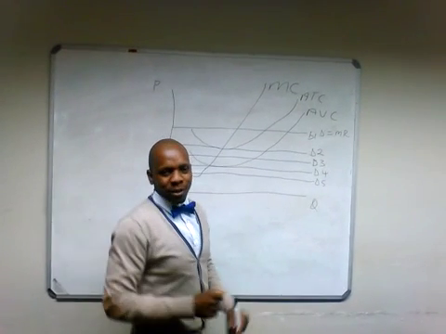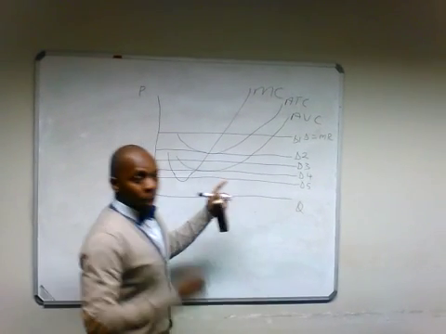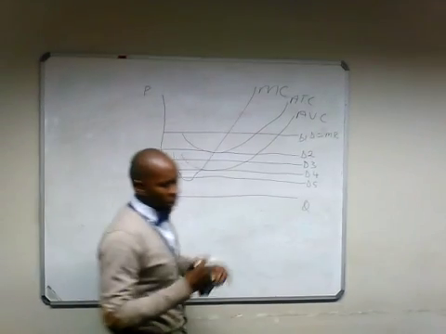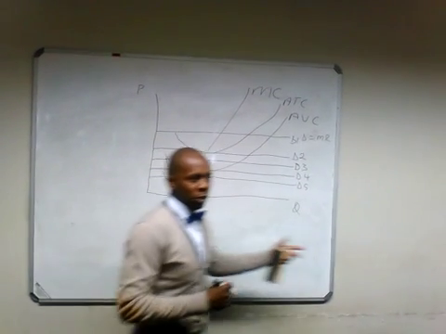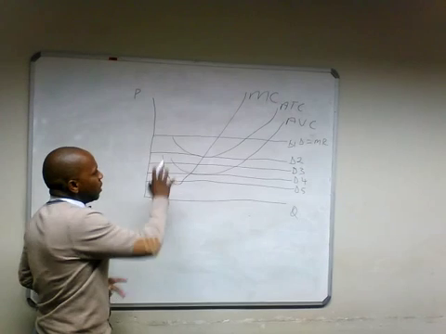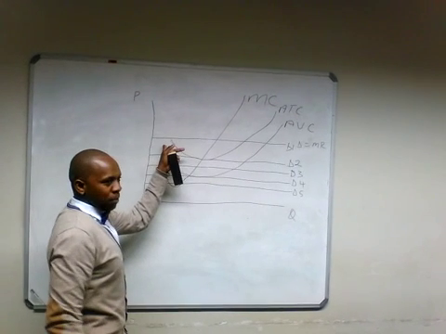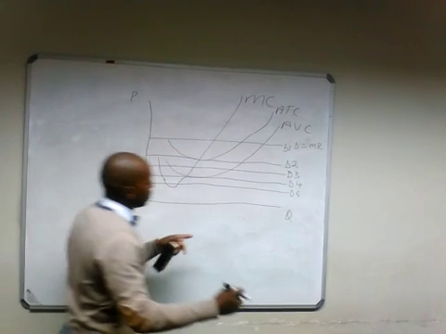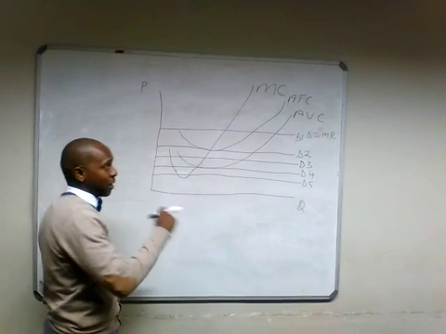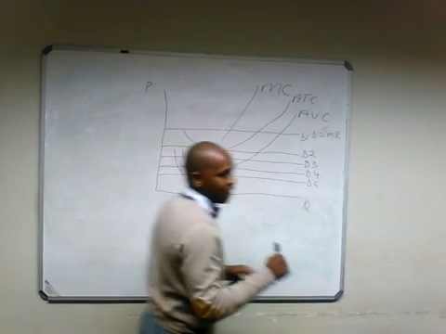A perfectly competitive market, a perfect competition. In this video, I'm going to explain perfect competition. This is a perfect firm. How do we know it? It's because the demand curve is perfectly elastic.